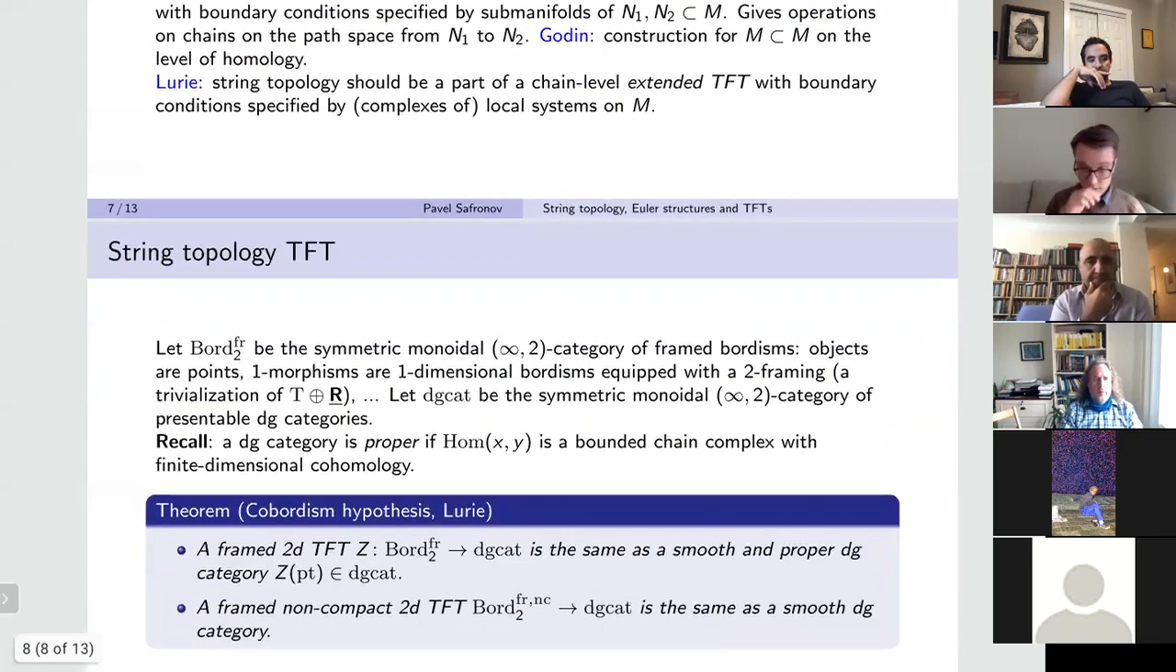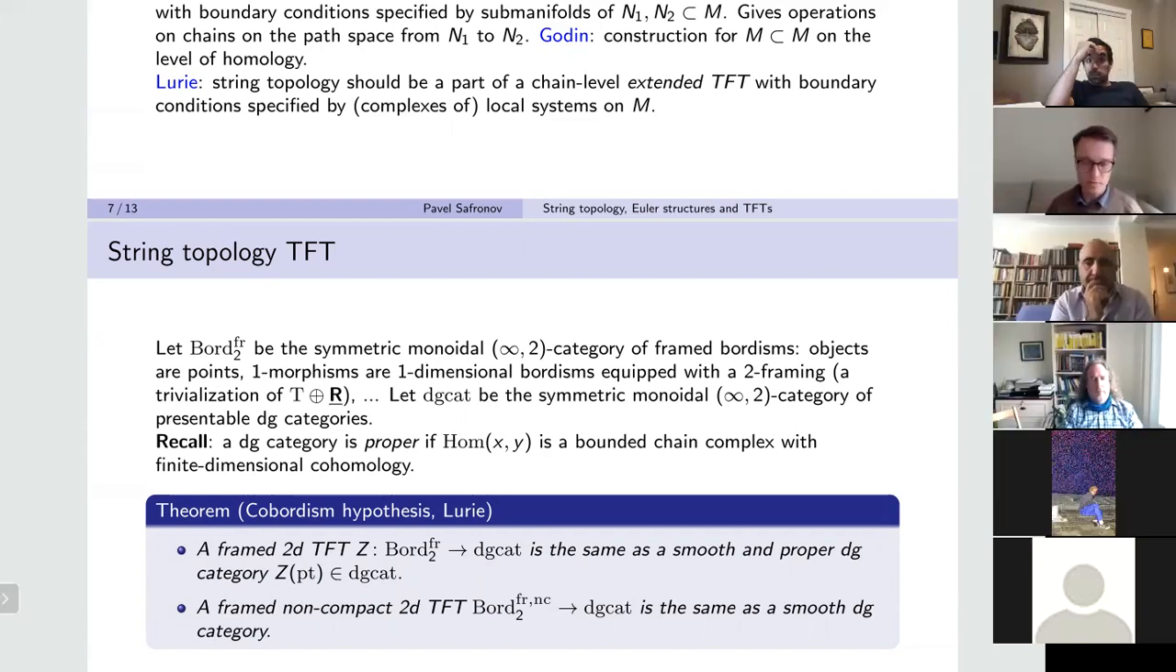And so there are, again, 2 versions of the cobordism hypothesis. There's the usual one and the non-compact one, which again are parallel to this classification of 2D TFTs in terms of commutative Frobenius algebras and commutative Frobenius algebras without counit. So the first version is: if you look at framed 2D TFTs, so functors from 2-bordisms to DG categories, these are the same as smooth and proper DG categories. So basically, whatever you attach to the point allows you to reconstruct the theory once you know some finiteness condition.